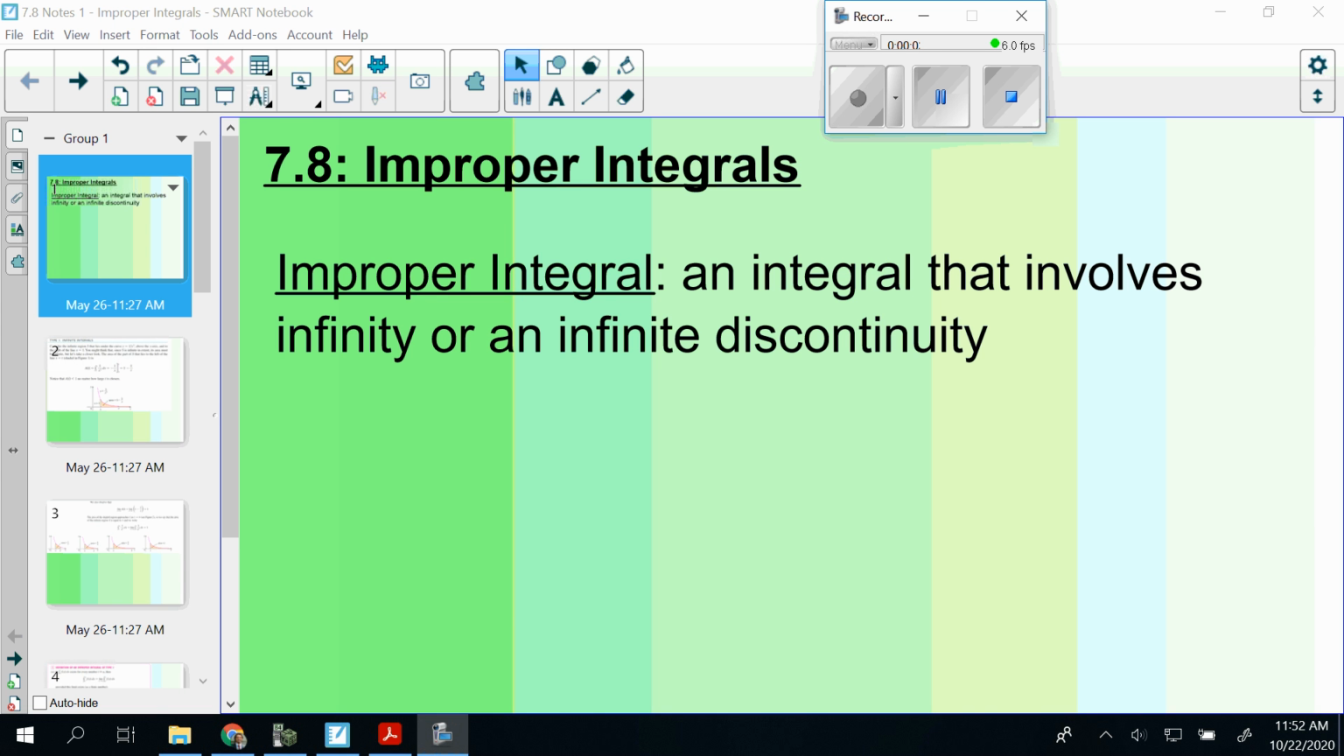We're going to look at improper integrals today. An improper integral is an integral that involves infinity or an infinite discontinuity.